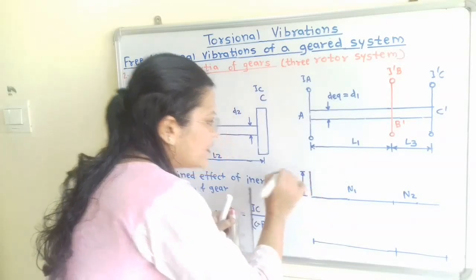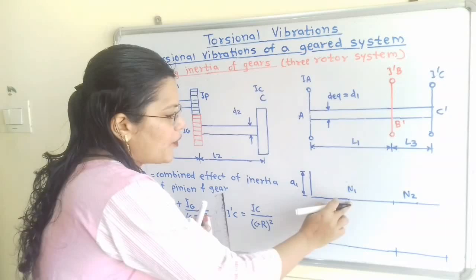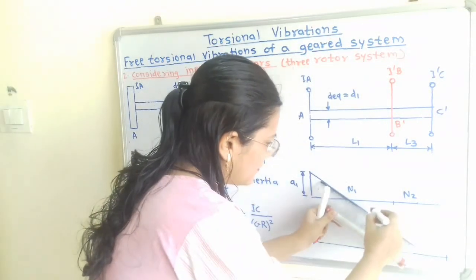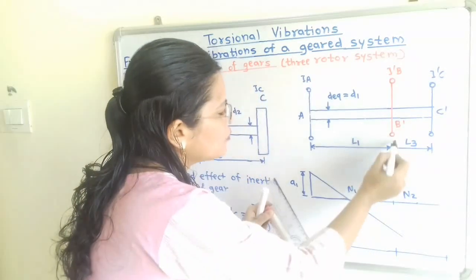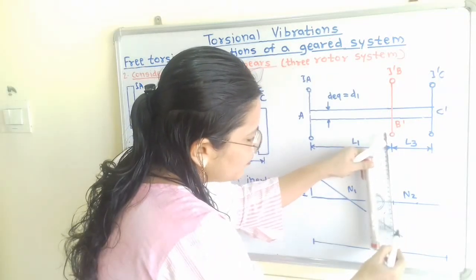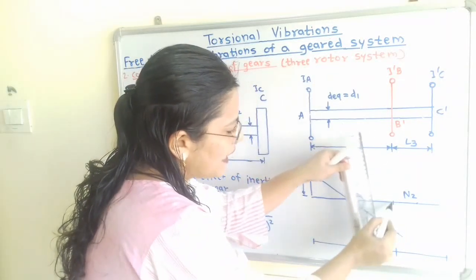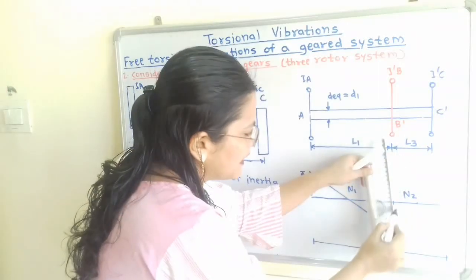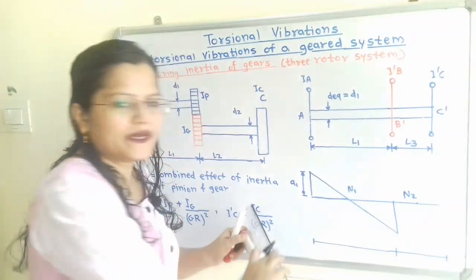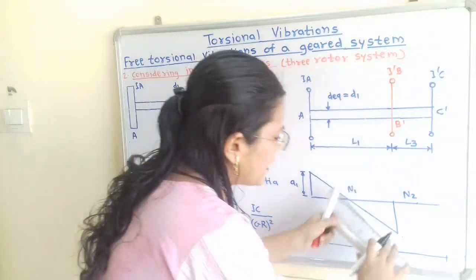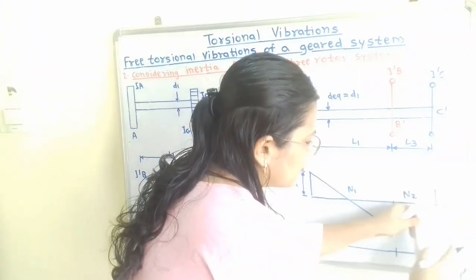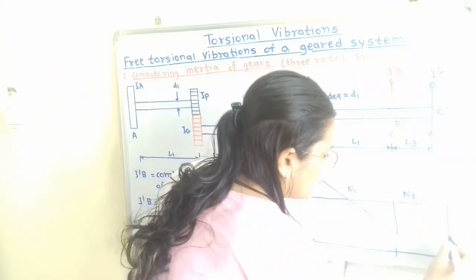Now we will join this end point and N1 and extend this line. Below this B dash, here is the amplitude of B dash. We have to connect this line with the position of B dash. So we will join this. This is the amplitude of B dash, which we will take as A2. Here is amplitude A2.